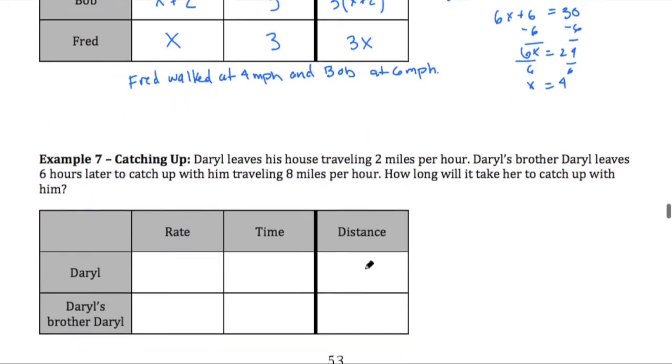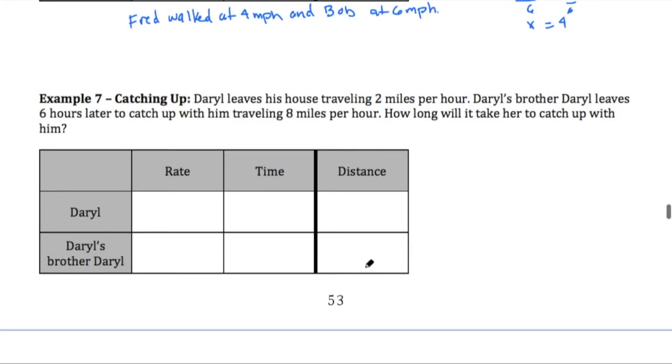Okay, now what happens if one person is trying to catch up to the other person? So here we have Daryl leaves his house traveling 2 miles per hour. Daryl's brother Daryl leaves 6 hours later to catch up with him, traveling 8 miles per hour.